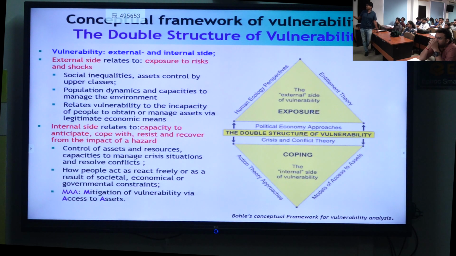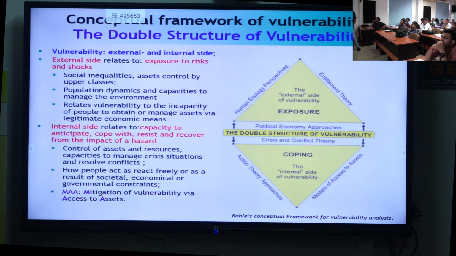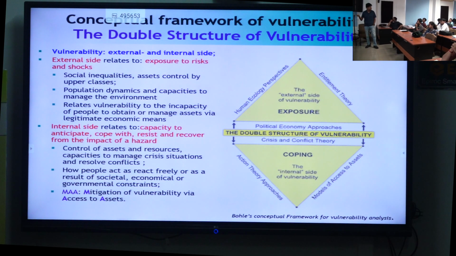Now, in this regard, there are two aspects to it. One is vulnerability, one is external aspect, another one is internal aspect. External aspect is the exposure, the external side of the vulnerability. Okay, like social inequalities, access control by upper classes, you know, then population dynamics, capacities to manage the environment. It relates to vulnerability, to the incapacity of people to obtain or manage assets by legitimate economic means and so on.